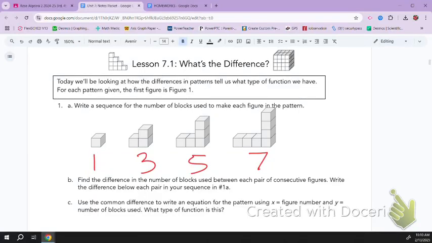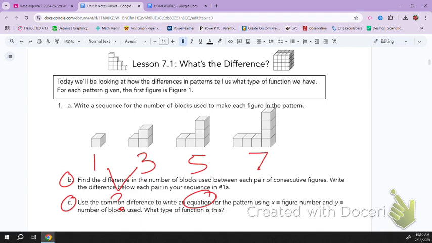So turn and talk with your team. Can you find the difference in the number of blocks between each pair? And then you're going to write that difference. So between 1 and 3, what's your difference? And then we're going to use that to write an equation.